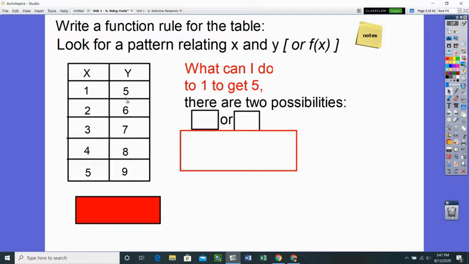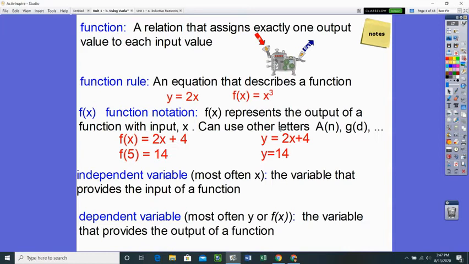So if we look at 5, 6, 7, 8, 9, those are the output. And if we look at 1, 2, 3, 4, 5, you can see the input. So if I input 1 into this function, 5 is going to come out. Same function machine, I'm going to put 2 into it, do some math, and 6 is going to come out, and so forth down the table. And what I'm trying to do is come up with a function rule like I saw on the other page. So let's just go back, like y equals 2x or f of x equals 2x plus 4. I'm trying to come up with this function rule given the table.